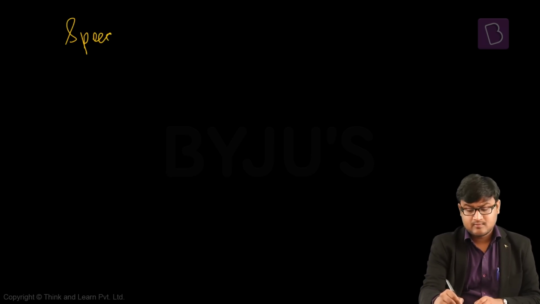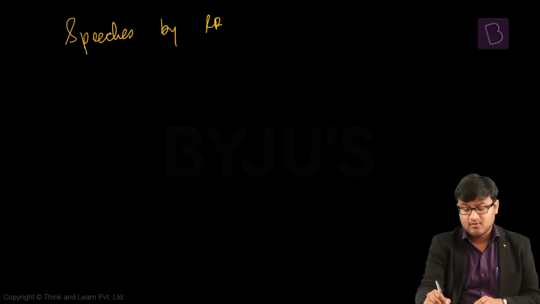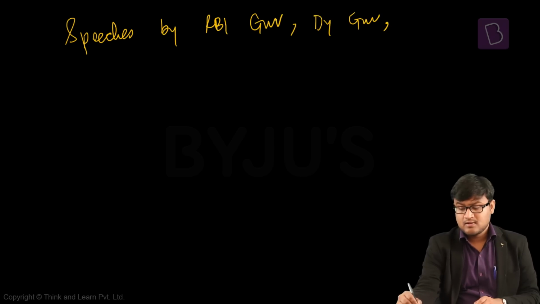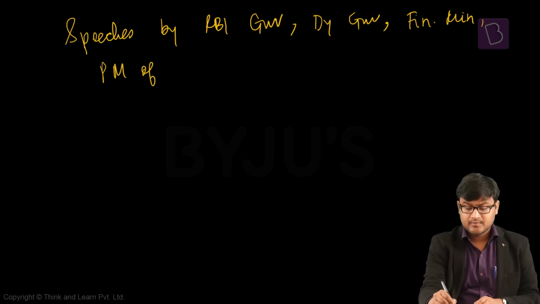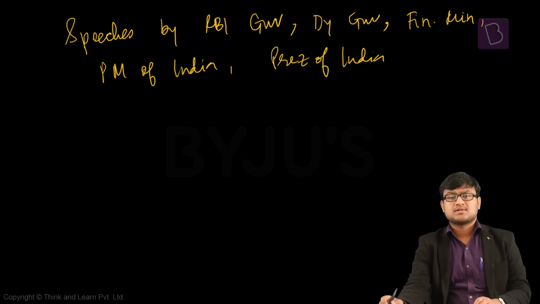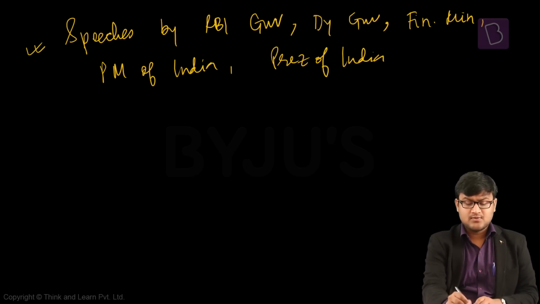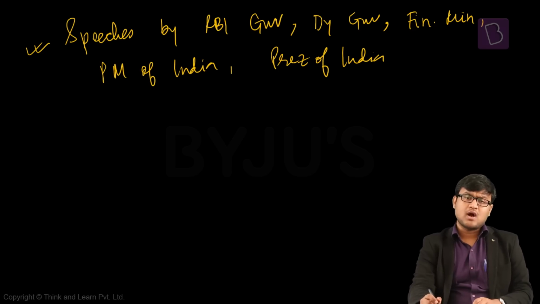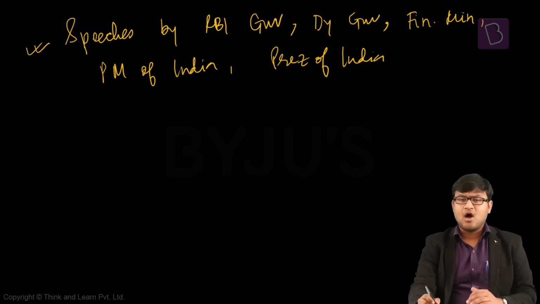One more important point that I would like to add for paper 2 is speeches by RBI governors, deputy governors, by the Finance Minister of India, the PM of India, the President of India, at different forums. Because these speeches will give you a glimpse into what is the current economic policy and how the government looks at the different issues that are there in our country.